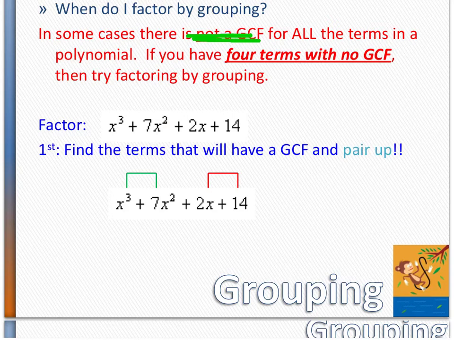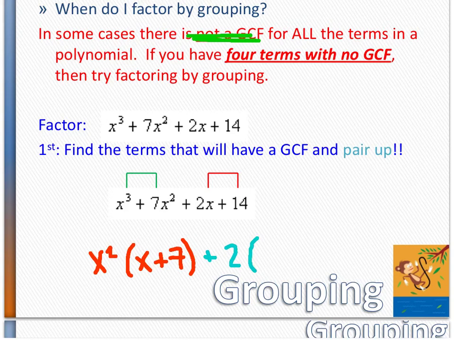So if we look at x cubed and 7x squared, well, they have a GCF. Their GCF is going to be x squared. So that means that I can factor out an x squared, and I'd be left with x plus 7. And then looking at the second set, I have 2x plus 14. Well, what do they have in common? They both have a factor of 2. So I can factor out the 2, and I'm just left with 2 times x plus 7.